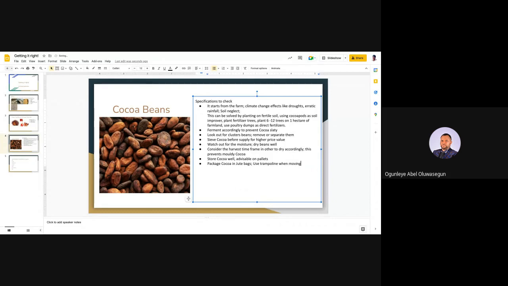Also, I think the next thing I'll talk about is: always use the right and recommended agrochemicals. I'm repeating it because this is a big problem in Nigeria now. Most of the cocoa coming from Cameroon has been discovered to contain poisonous and banned chemicals.